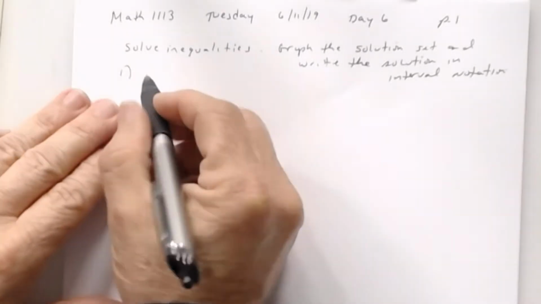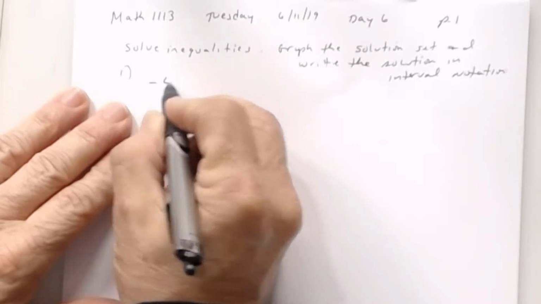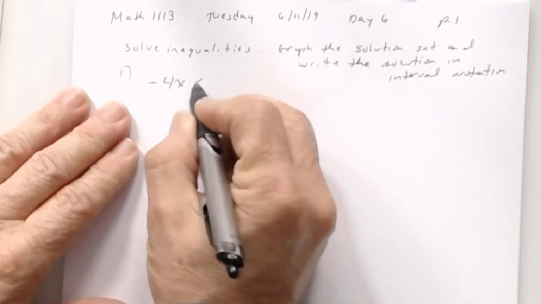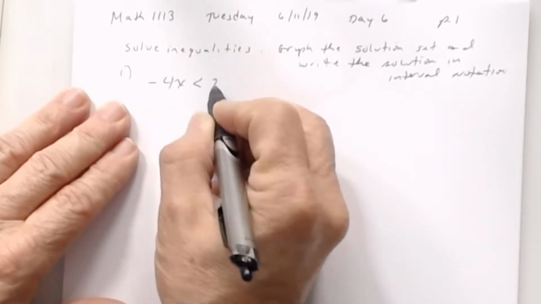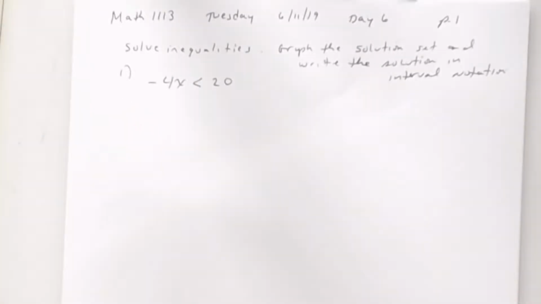Okay, so number one, let's suppose we had negative 4x is less than 20. So I want to solve this inequality. Now remember, it's not an equation. If this were an equation, though, what would you do to solve for x? Divide both sides by negative 4. But it is an inequality, so how many solutions will there be here?